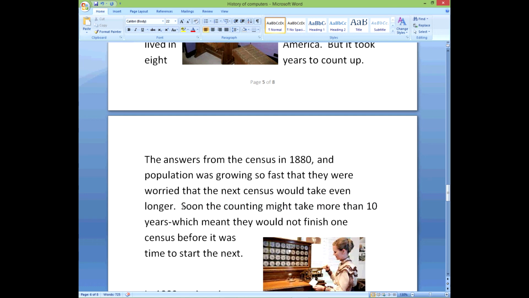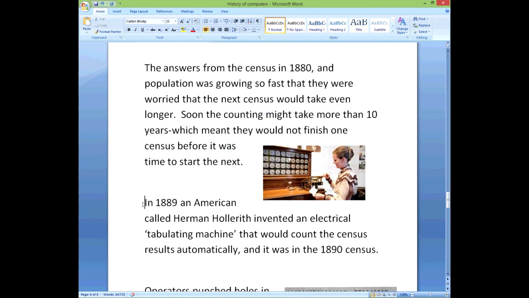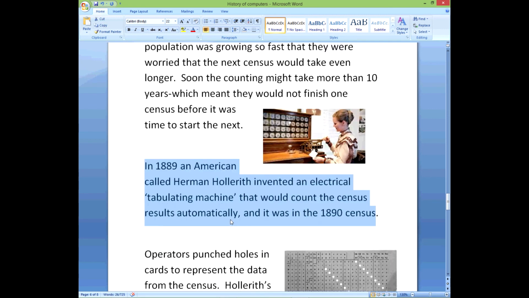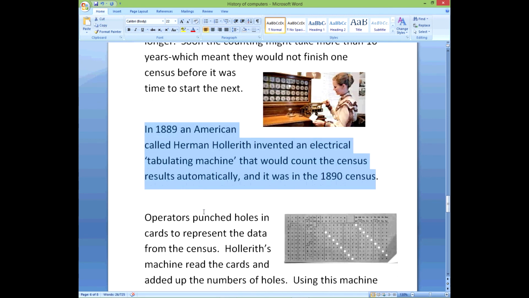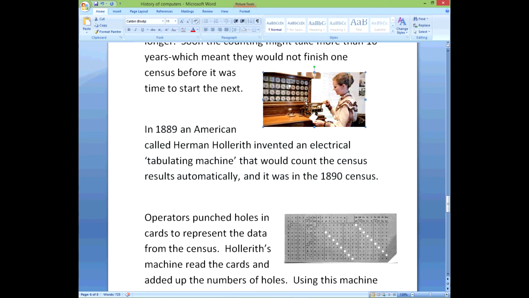Okay, so soon counting might take more than 10 years, which meant they would not finish one census before it was time for the next. So, in 1889, an American called Herman Hollerith invented an electrical tabulating machine that would count the census. Okay, so this one is electrical. Now we're getting into the electrical stuff. Now notice the lady here.